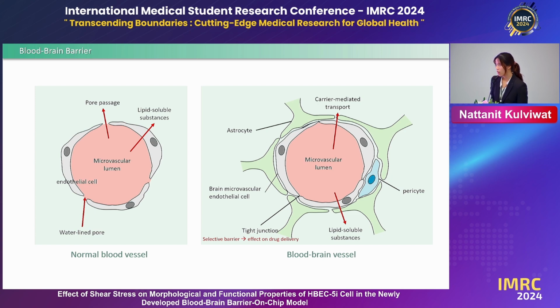The blood-brain barrier is a selective barrier of the neurological lumen, and it has tight junctions, so it controls the movement throughout the cell. So by having more understanding about this, we could have more understanding about the disease and drug delivery.